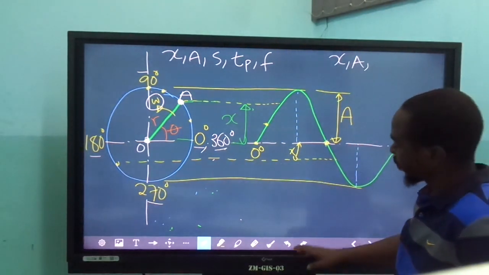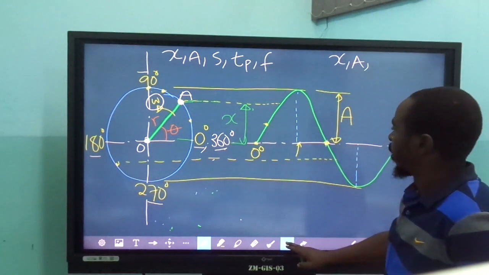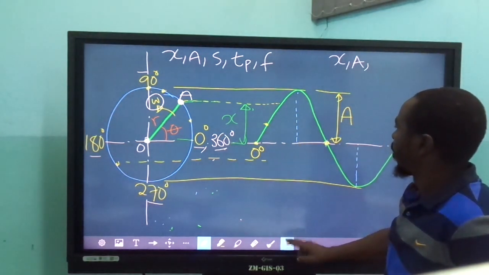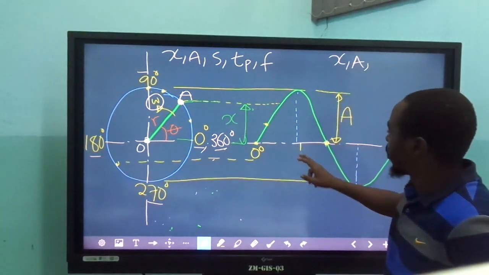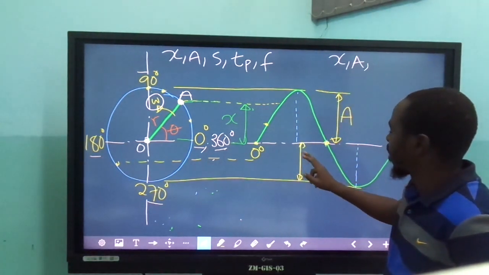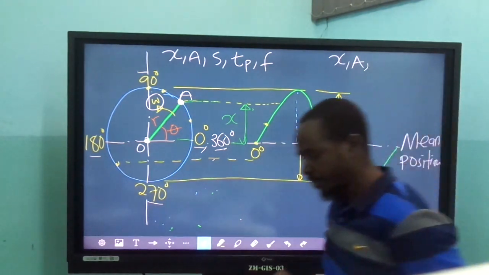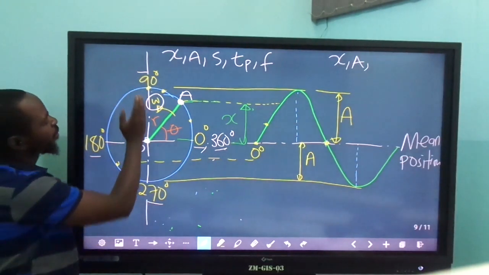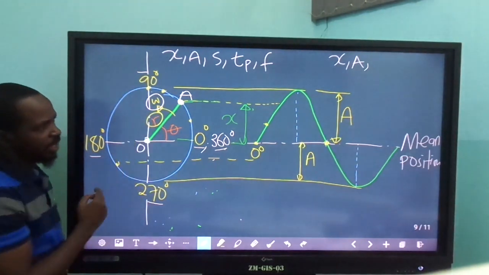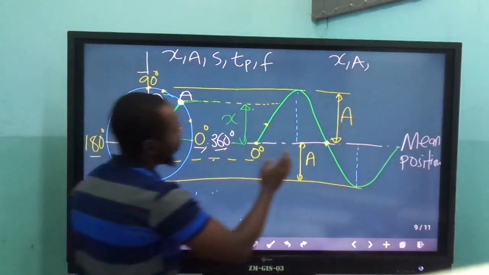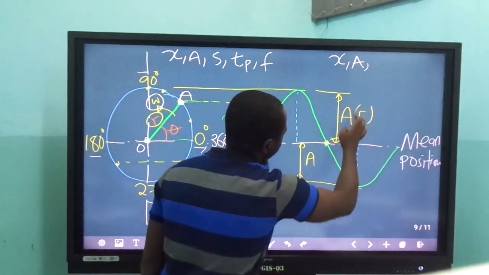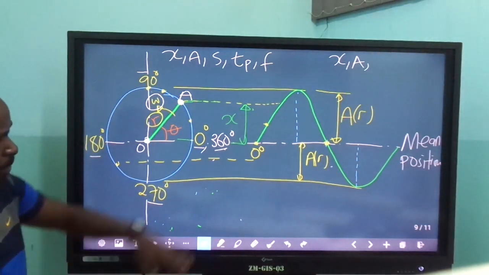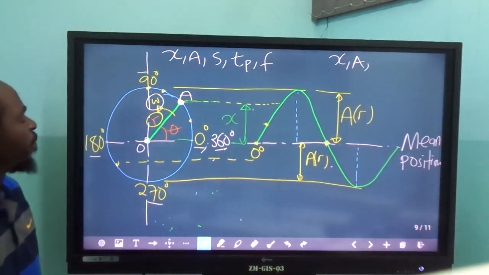Therefore, this is amplitude, and also this is an amplitude. So now, when we take a look here, this amplitude is equal to the radius of this rod that is rotating. So amplitude is the maximum displacement from the mean position.